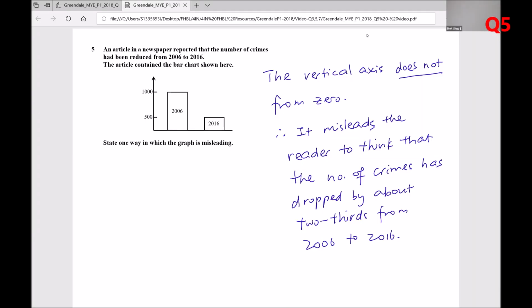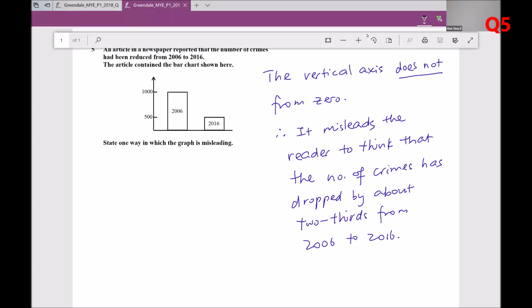Paper 1, question 5. This graph is misleading because the vertical axis does not start at 0. It misleads the reader to think that the number of crimes has dropped by about 2/3 from 2006 to 2016.